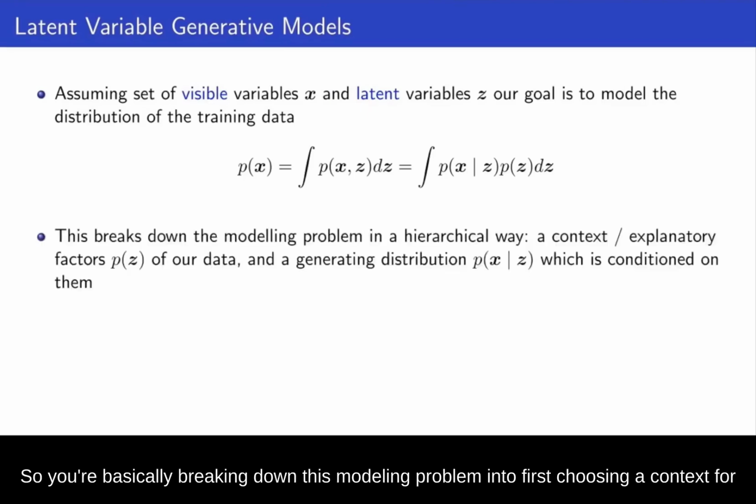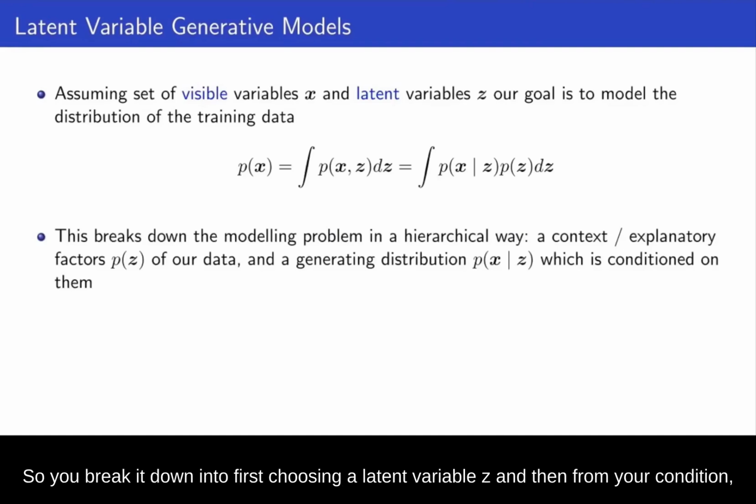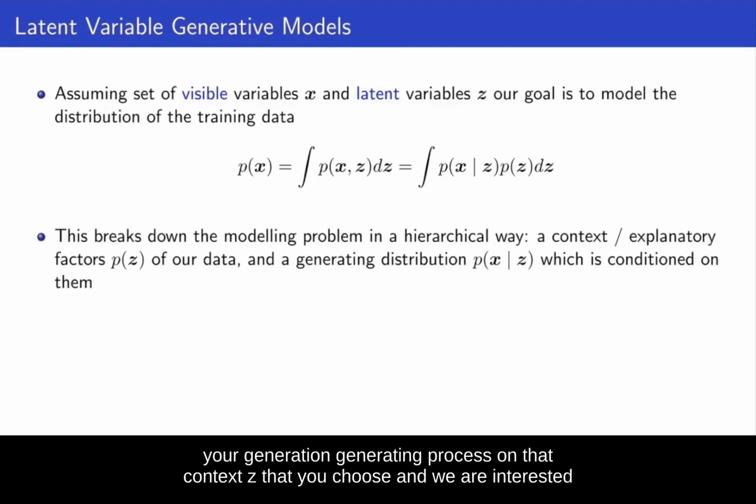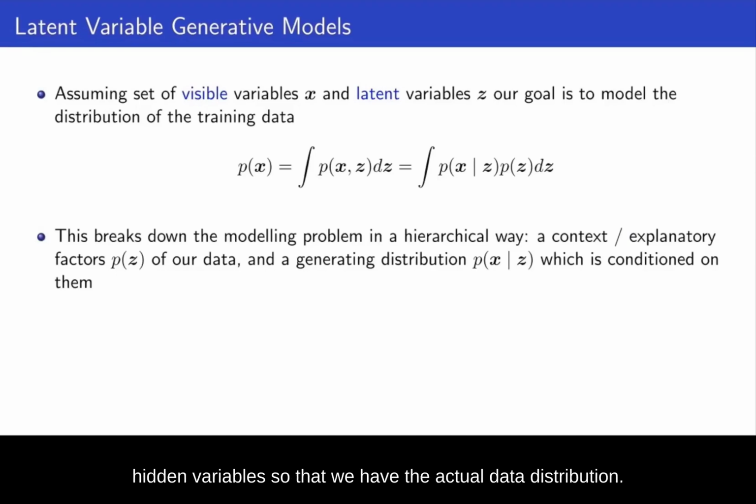So you're basically breaking down this modeling problem into first choosing a context for the generation of the actual data. You break it down into first choosing a latent variable z, and then conditioning your generating process on that context z that you choose. We are interested in then finding the joint distribution of the two, or then marginalizing out all of the hidden variables so that we have the actual data distribution.